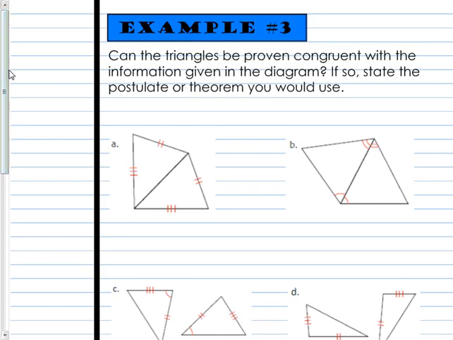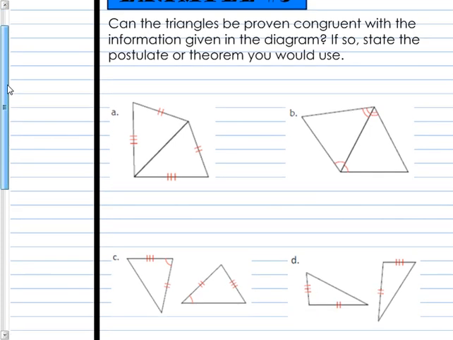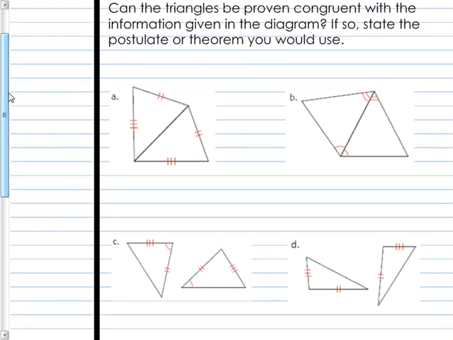Okay, example 3, our last section. Can the triangles be proven congruent with the information given in the diagram? If so, state the postulate or theorem you would use. So yes or no, and state how you know. I'll do the first 2 with you, and then I'm going to have you do the last 6 on your own.